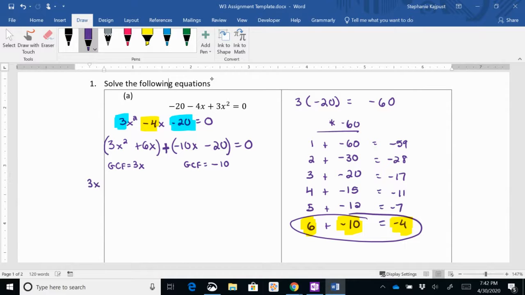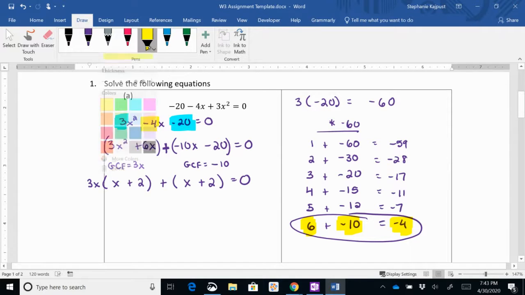So I'm going to have a 3x in front for the first pair, and then I'm dividing everything by 3x. So the 3x squared divided by 3x, the 3's cancel, I'm losing an x, so I'm left with an x. And then 6x divided by 3x, 6 divided by 3 is 2, and then the x cancels, so I'm left with x plus 2. Then I have my plus sign. Now, in the second pairing, I'm dividing everything by negative 10. So negative 10x divided by negative 10 is a positive x. Negative 20 divided by negative 10 is a positive 2.